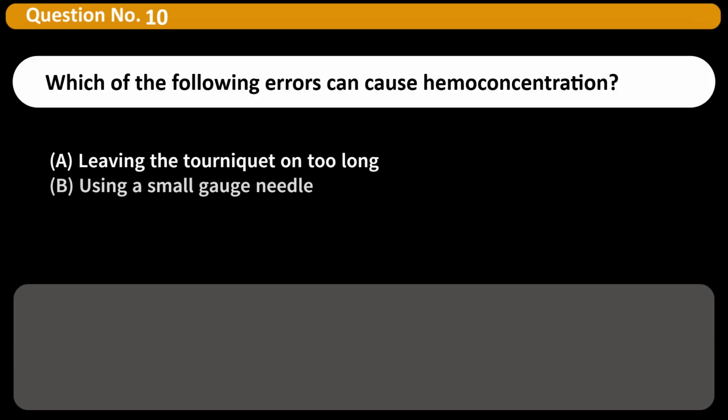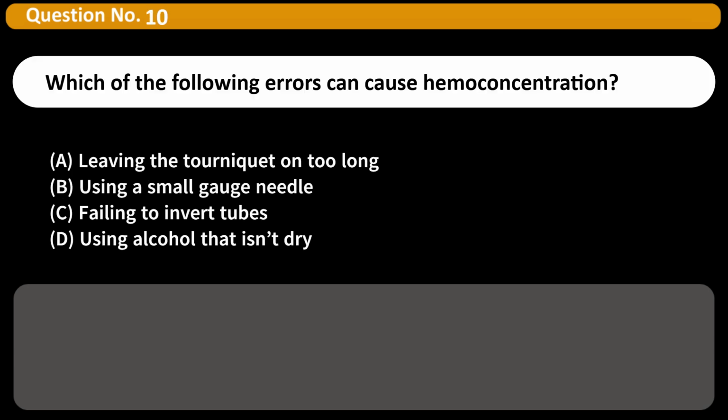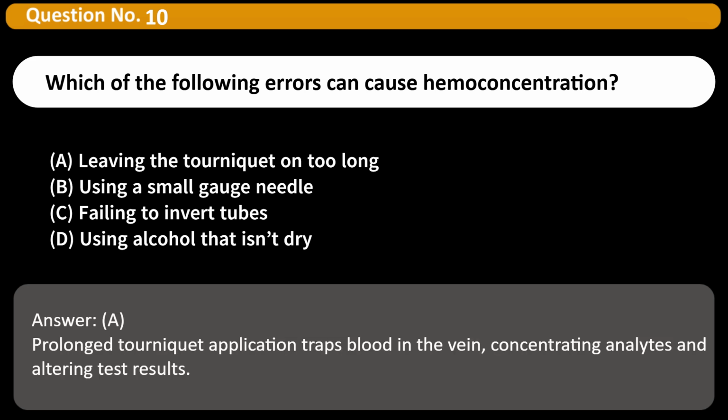Which of the following errors can cause hemoconcentration? A. Leaving the tourniquet on too long. B. Using a small gauge needle. C. Failing to invert tubes. D. Using alcohol that isn't dry. Answer A. Prolonged tourniquet application traps blood in the vein, concentrating analytes and altering test results.